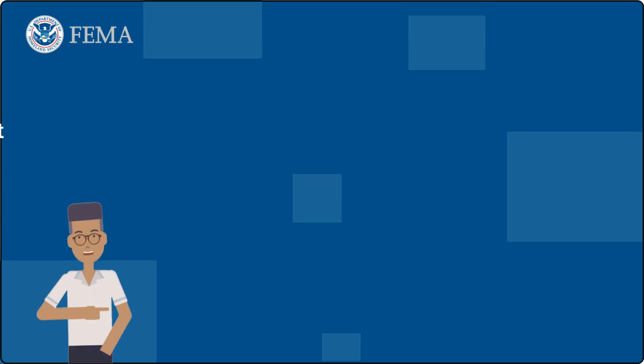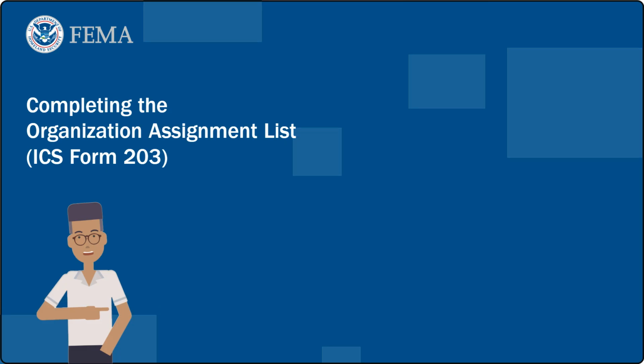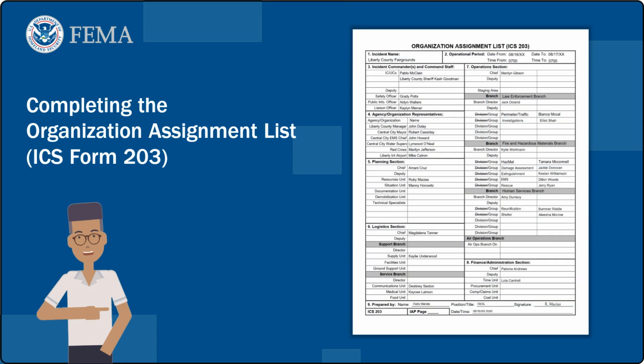In this video, we'll show you how to complete the Organization Assignment List, ICS Form 203. The ICS Form 203 can be a bit daunting, I'll admit. There are lots of blocks that can serve more than one role. No worries though. Just remember that all you're doing here is taking the ICS Incident Organization chart and adding names to all the command and general staff positions and the leads supporting them. Let's take a look.